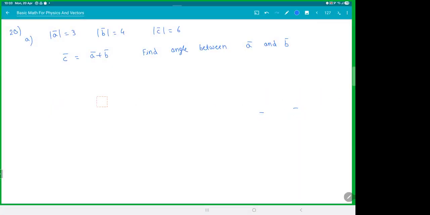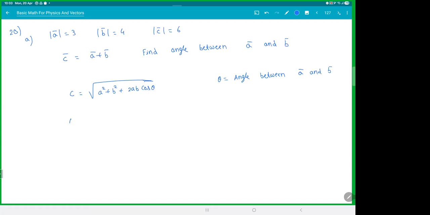So here you're saying C is A bar plus B bar and you want the angle between them. Great. So what is the formula? C is equal to root over A square plus B square plus 2AB cos theta. And what is theta? Theta is the angle between A bar and B bar. So the two vectors which you are adding, the angle between them is what you're asking. You're done. There's nothing there.